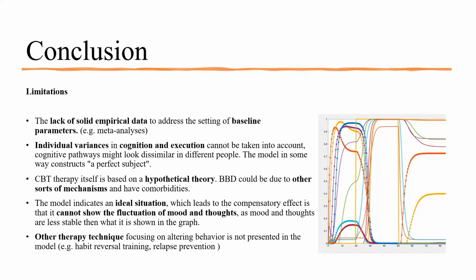Also, the model indicates an ideal situation and it doesn't really show the fluctuation of mood and thoughts, because we can see that after the therapy they remain at the same level, but mood and thoughts always fluctuate over time. So there should be a way to show the fluctuation of it.